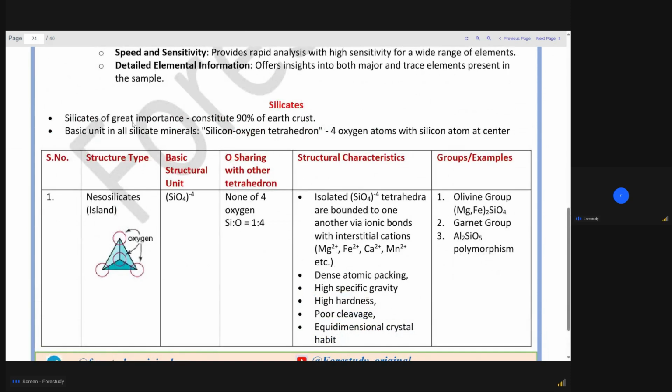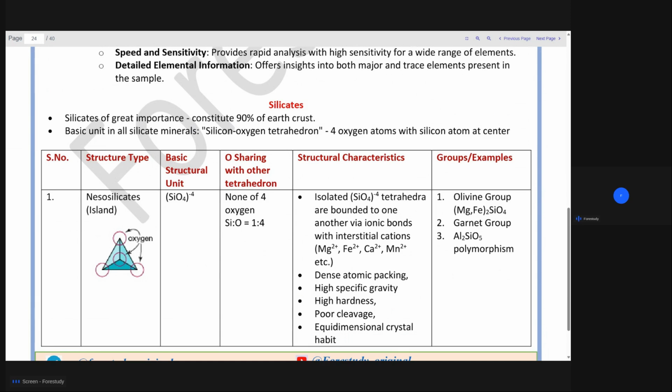So what are silicates? Silicates are of great importance, which constitutes 90% of earth's crust. Remember, okay? Silicates are any mineral or any rock having silica or silicon dioxide in it.